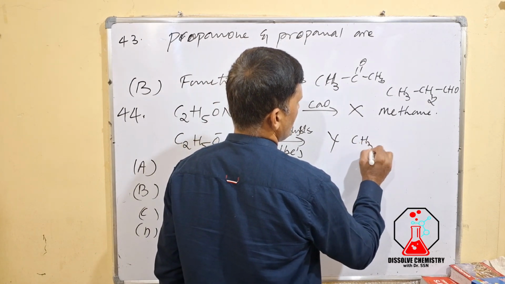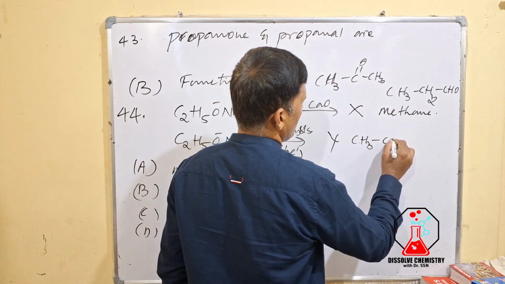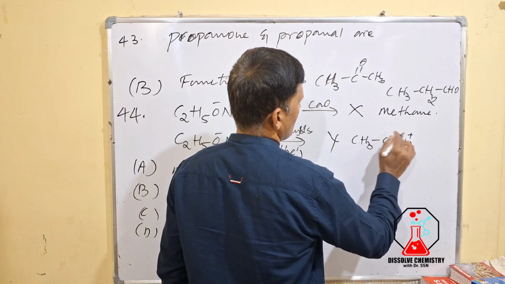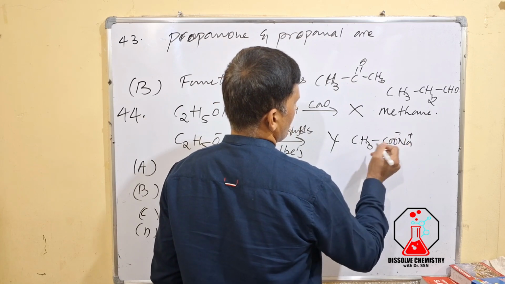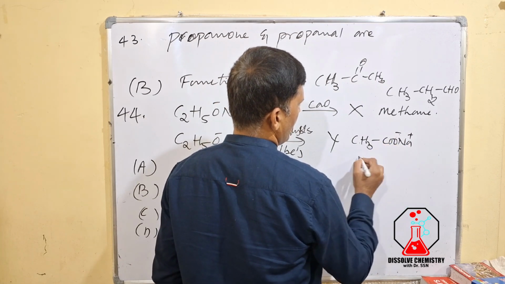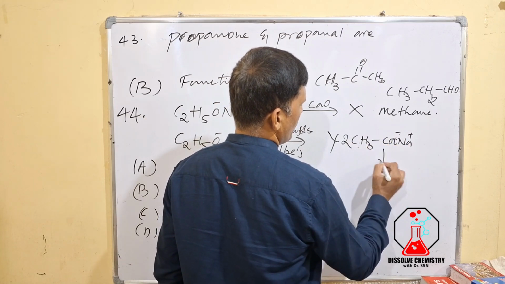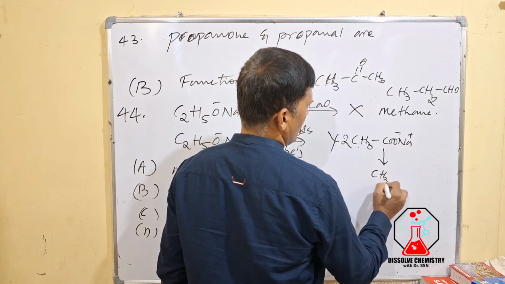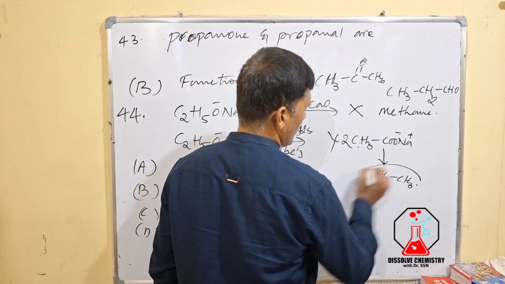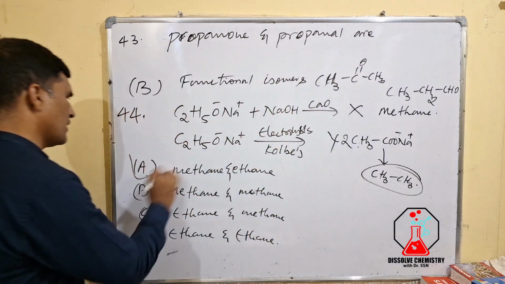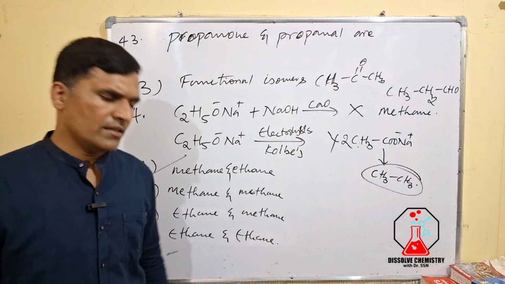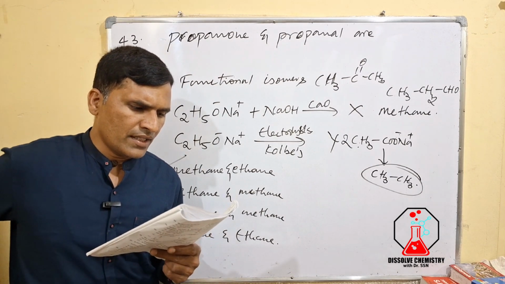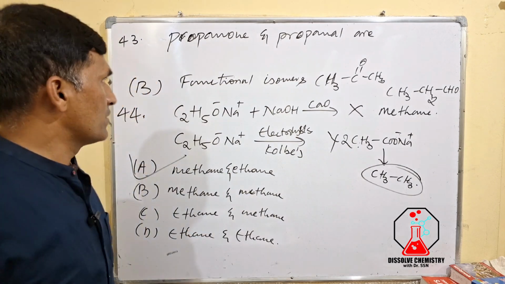CH3COONa you will be having. This converts like this, and 2 moles of this are going to undergo electrolysis, carbon dioxide is eliminated, and you will be getting CH3 as the product. So therefore your right option is A, that is methane and ethane. Okay. So let us move on to the next question, that is 45th question.